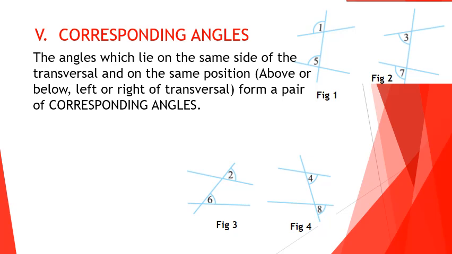In the same way, we can take the pairs of corresponding angles on the right side of the transversal. First one is the right side of the transversal, lying above the lines L and M. Which two angles are there? That is angle 2 and angle 6. Both lie above the line only. So our third pair of corresponding angles are angle 2 and angle 6.